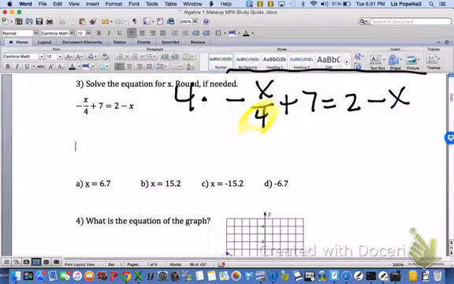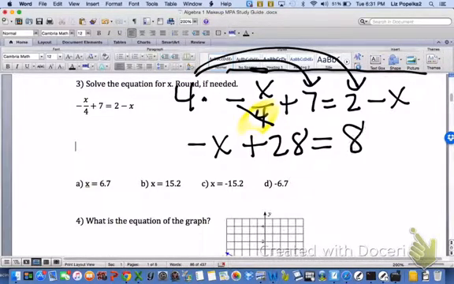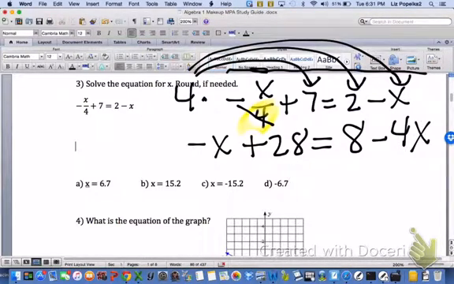So first of all, if I do 4 times negative x over 4, that's going to cancel that one, and I've got a negative x left over right here. Then if I do 4 times 7, that's going to give me plus 28. Then if I do 4 times 2, that is going to give me 8. Then if I do 4 times that negative x, that will leave me negative 4x. So I did manage to get rid of that division to make it a little bit easier now. Now we just have an equation with variables on both sides, one that we're a little bit more familiar with.